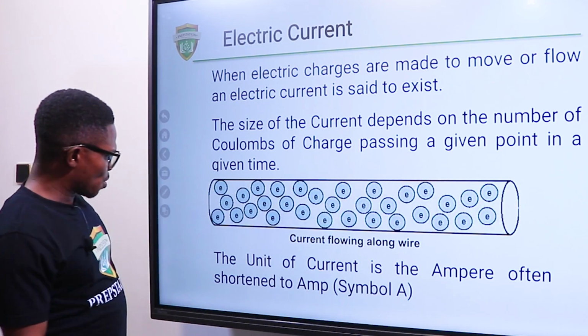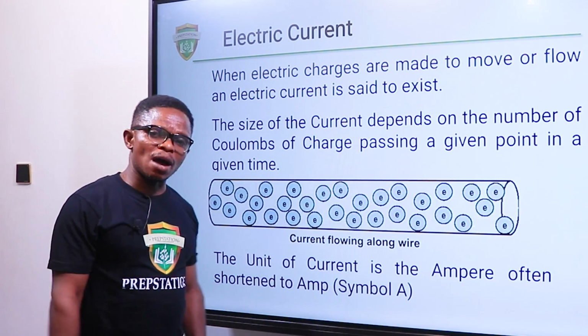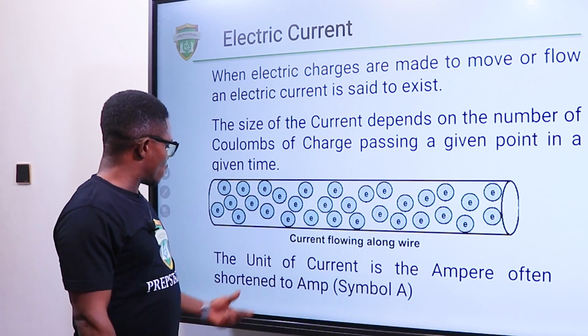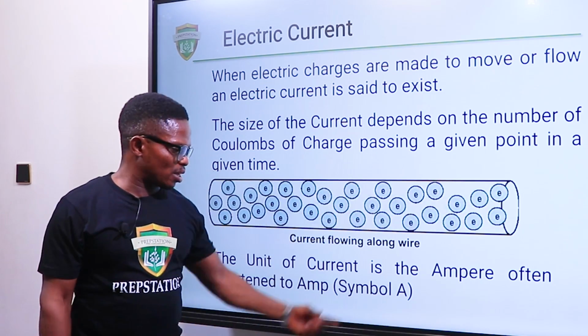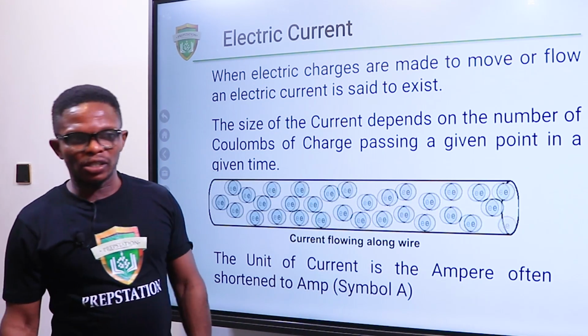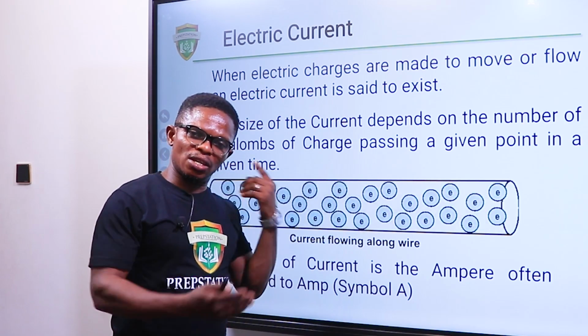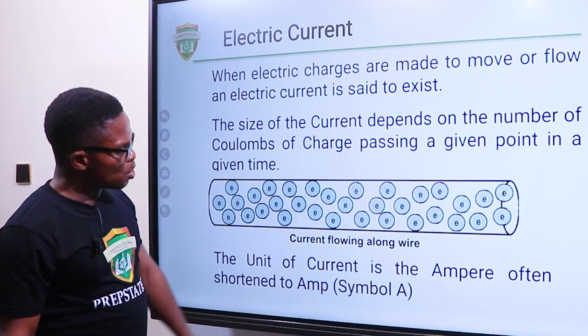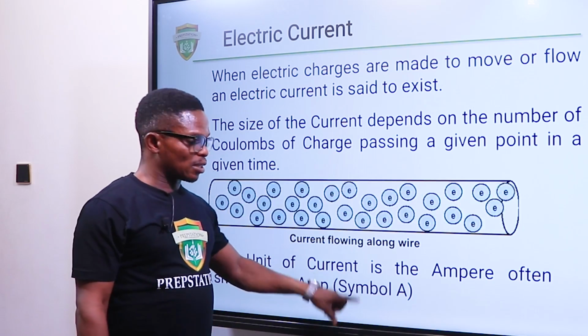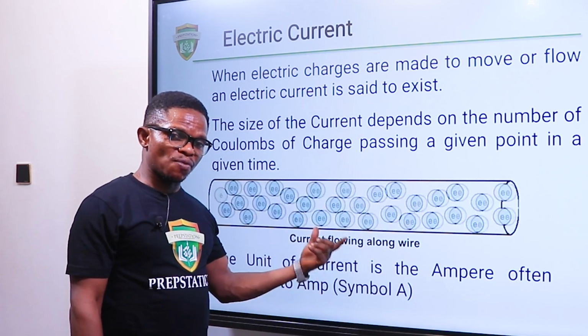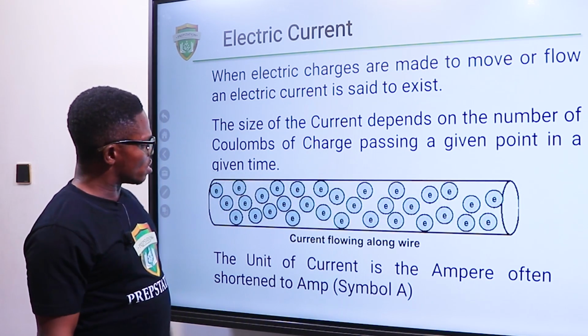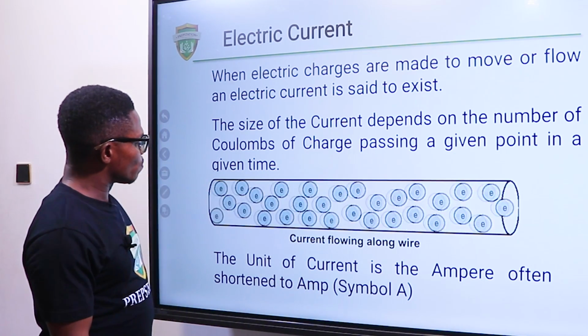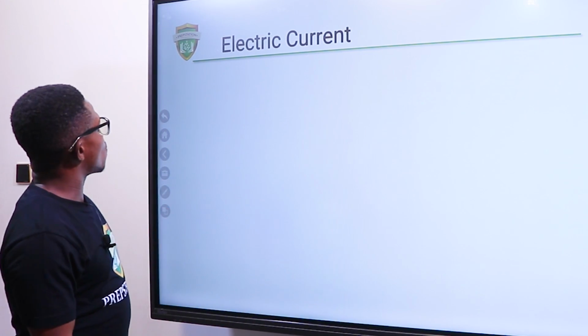Okay? Now, the unit of current is the ampere, often shortened as what? Amp. The symbol is A. Just like we have units of measurement for other quantities in physics. So the unit of current is ampere and it is one of the fundamental quantities in physics. All right, so let's move further.